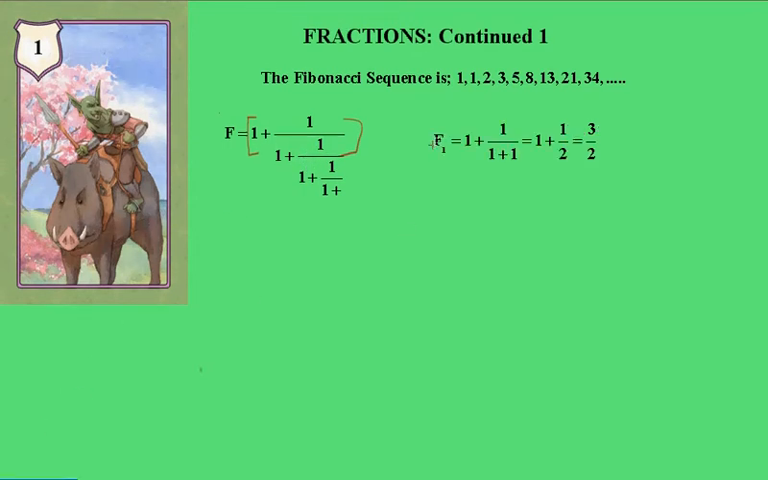Now we're going to call the first part of the continued fraction f1. So it's 1 plus 1 over 1 plus 1. Right, and that is equal to 1 plus a half, and change that to an improper fraction, that is just 3 over 2. Okay, 3 over 2. Let's go back to the Fibonacci sequence now. Have a little look. That's that bit there. See that? That's 3 over 2.